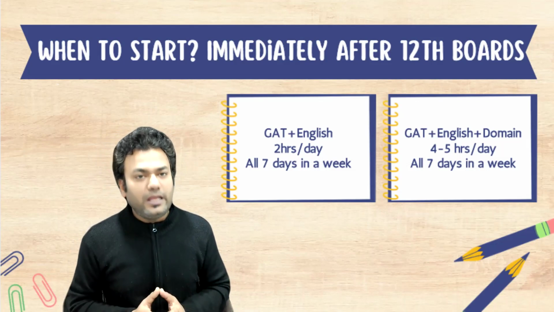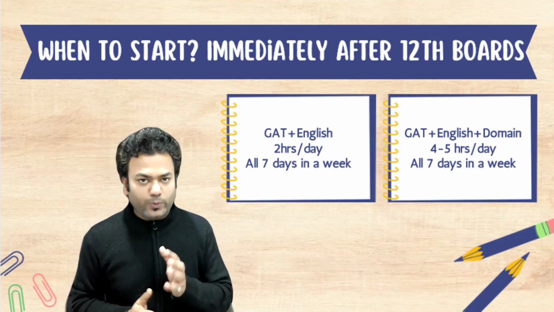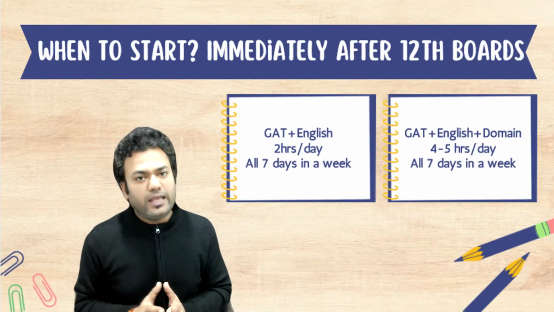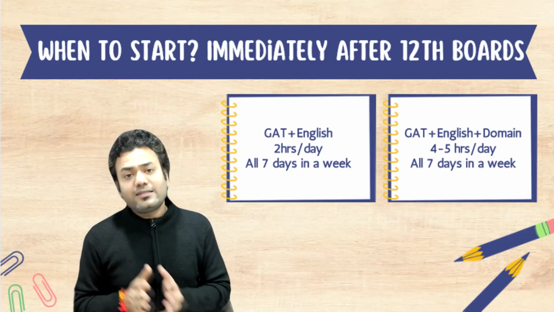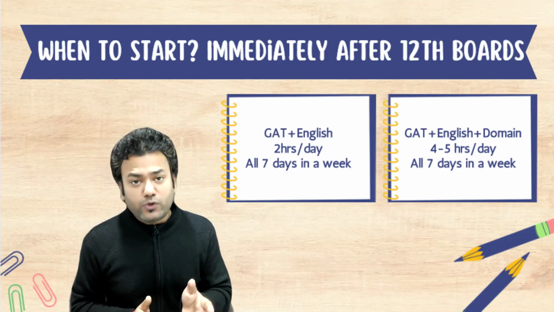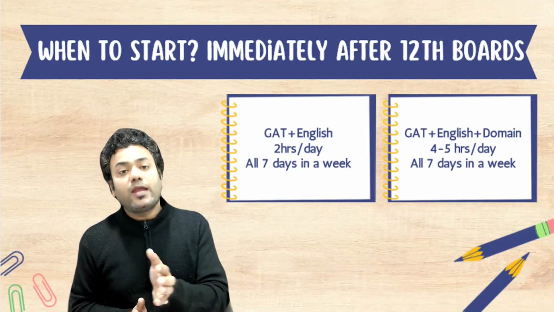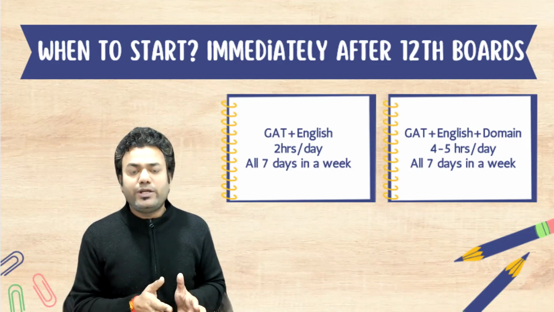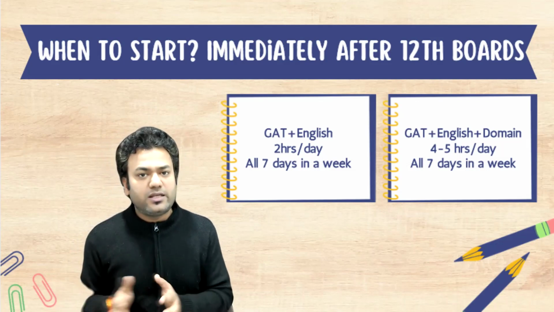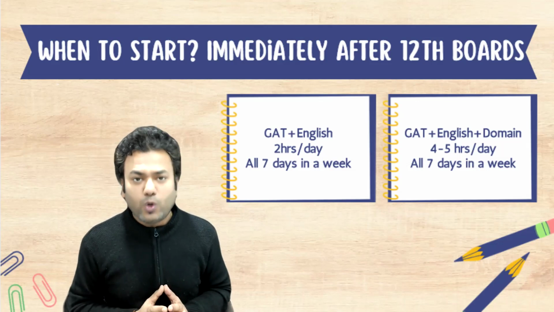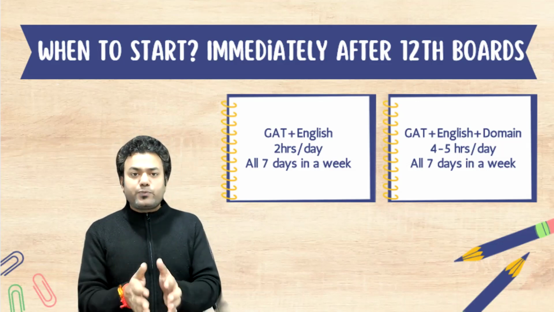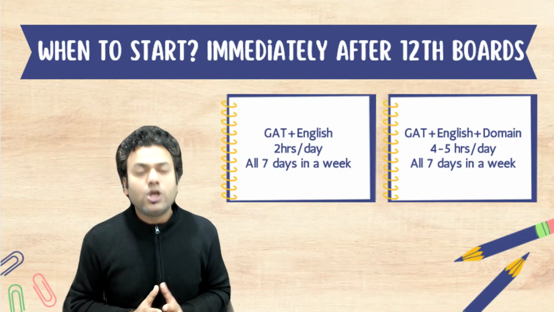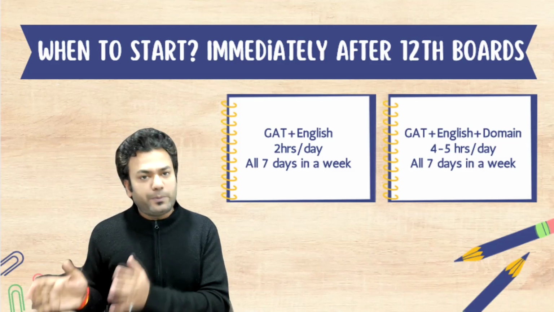One is where we deal with the general aptitude test along with English, where the classes run all 7 days and we provide you 2 to 3 hours a day. The second module is where you can take the general aptitude test, English, and all your domains related to commerce and humanities. There we provide classes of 4 to 5 hours a day, and again the classes run all 7 days. So it is up to you whether you want to go for only GT and English preparation or opt for domain preparation also.